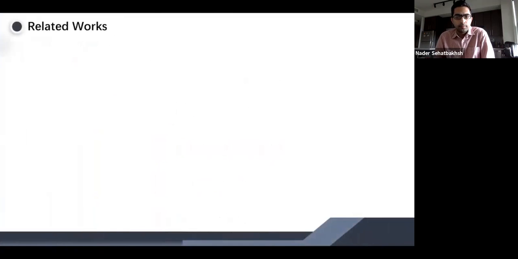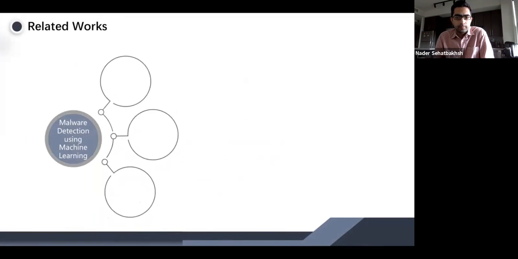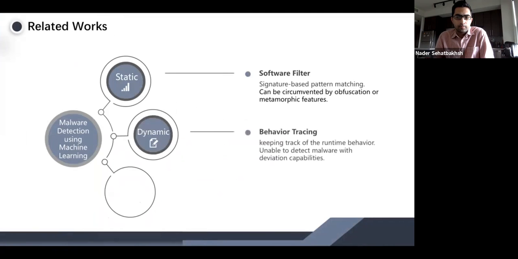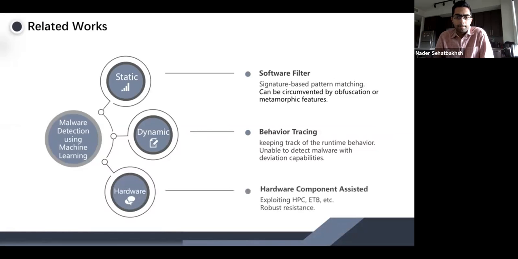So we are dealing with the task of malware detection using machine learning. Broadly speaking, related works can be categorized into 3 different types. The static method, which is more like a software filter, can be circumvented by obfuscation techniques. The second one is the dynamic method, which tries to keep track of the runtime behavior. However, it is unable to detect malware with evasion capabilities. Finally, we have the hardware-assisted method. It does possess robust resistance.